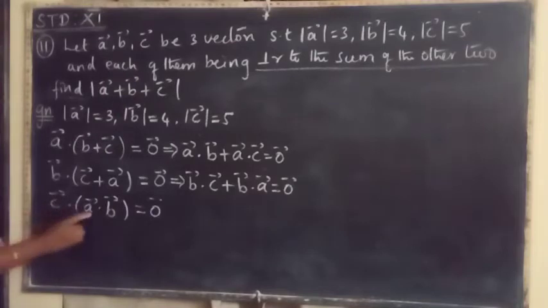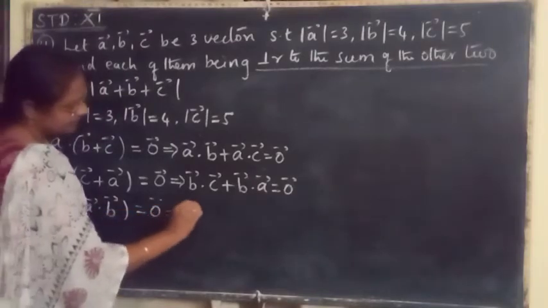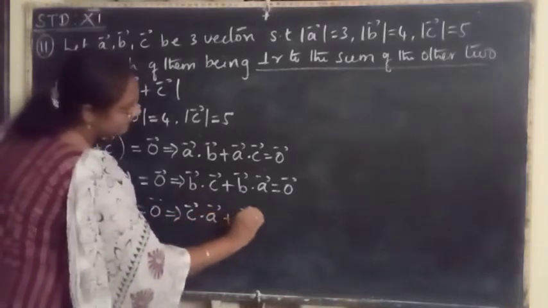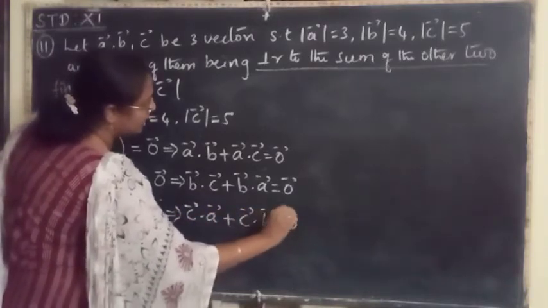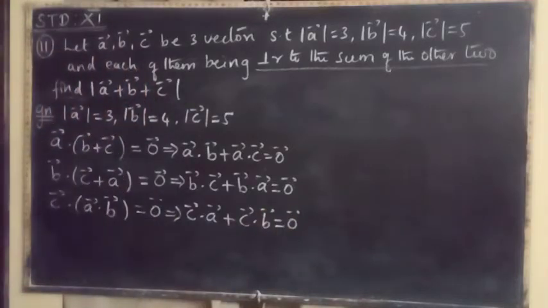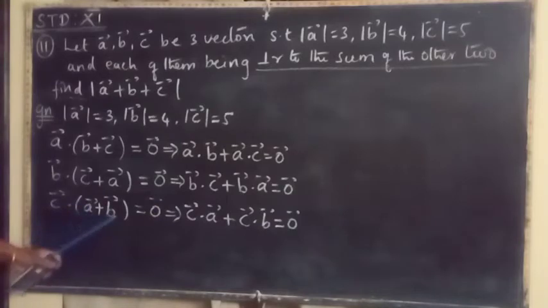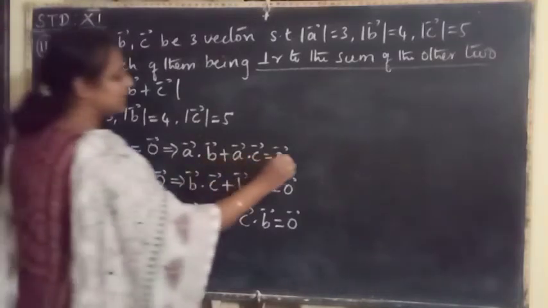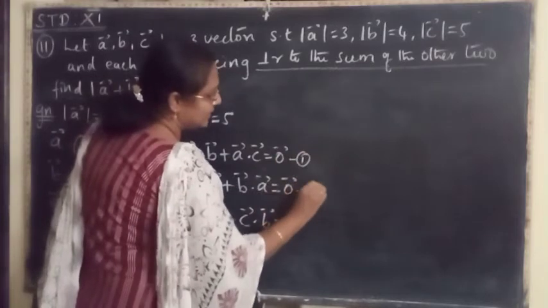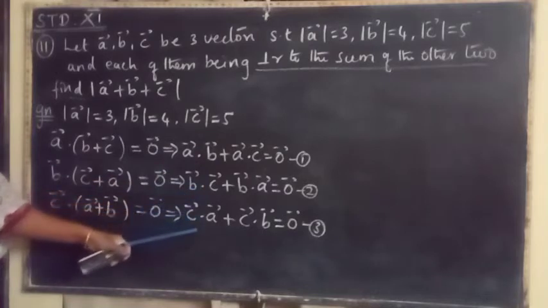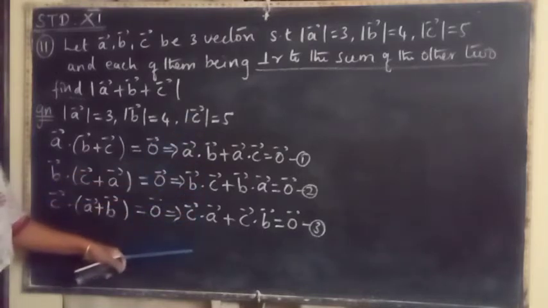The next one, C vector dot A vector plus C vector dot B vector is equal to what? 0 vector. Is it clear for you? From this only we have distributed the dot product, so this is C dot (A vector plus B vector). Now take this as the first one, second one and third one. Now we are going to add all the three equations and come to a conclusion.